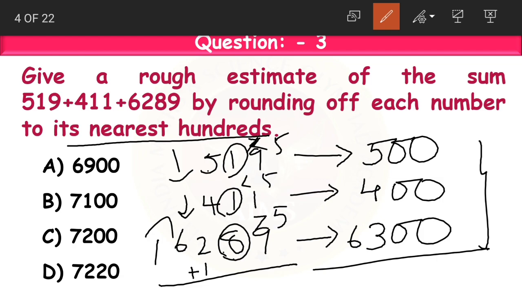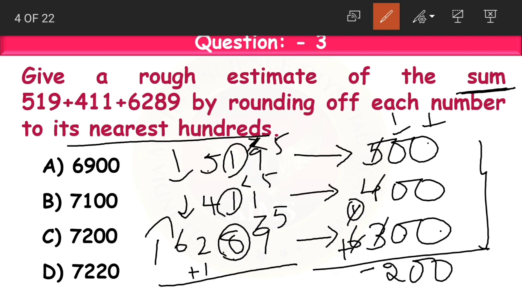Now what is the next step? Next step is to find out their sum. 0 plus 0 becomes 0. Yes, all are zeros here. Now moving on to the hundreds place. 5 plus 4 becomes 9. 9 plus 3 becomes 12. 2 here, 1 carried. 6 plus 1 becomes 7. What sum did we get? We got the sum as 7200, which is option C.